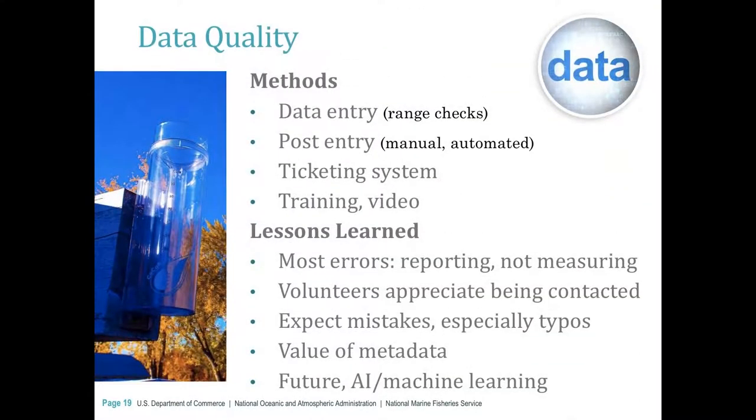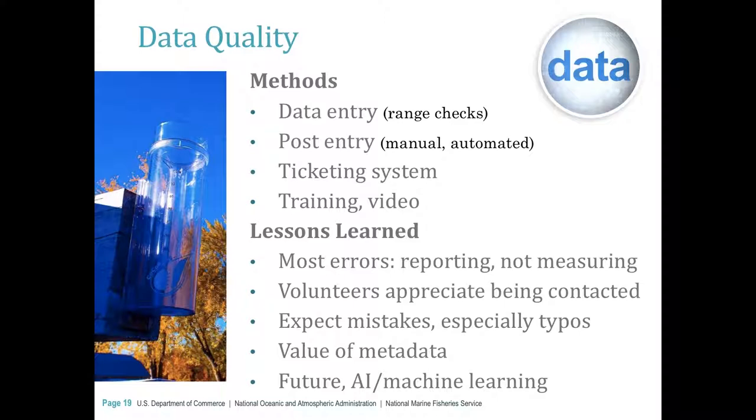The other thing that was interesting here is that volunteers really appreciate being contacted, even if it's about something that may be concerning. They're going, hey, my data is being used. This is great. And again, there's value in those teachable moments. Almost every person who worked on these programs shared that same story: expect mistakes, especially typos, and automated checks can't catch everything. There's always going to be a need for some sort of data quality, both manual and automated.